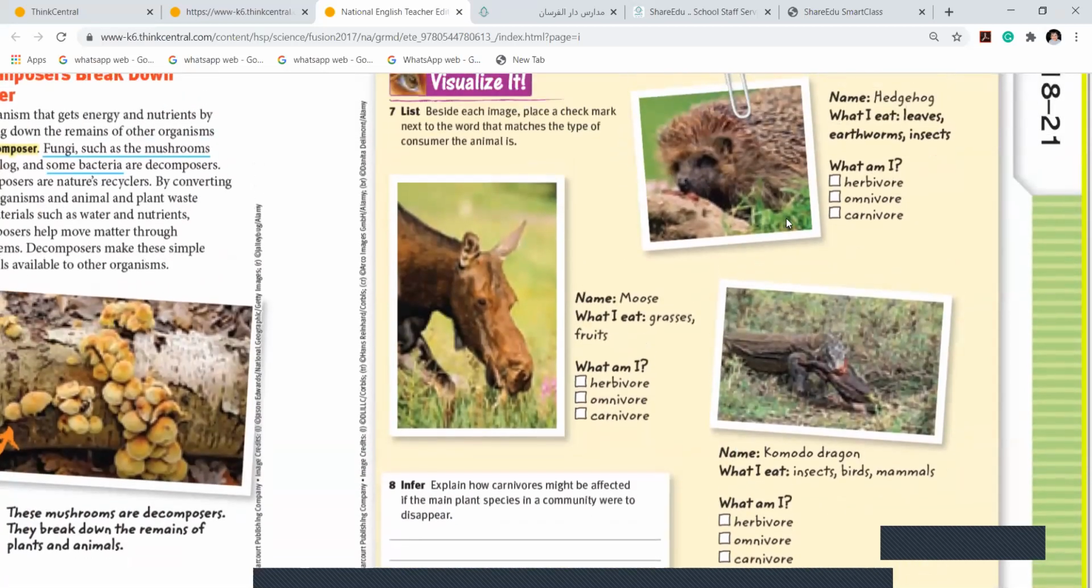Oh my God. Okay. Dog, leaves, earthworms, and insects, girls. It eats leaves and earthworms also, and insects also. So what is it, Judy? Herbivore, omnivore, or carnivore? Both. Omnivore, very good. Did you see Zishan now? Yes. Now, Komodo dragon, insects, birds, mammals. It only eats animals, so it is a carnivore.